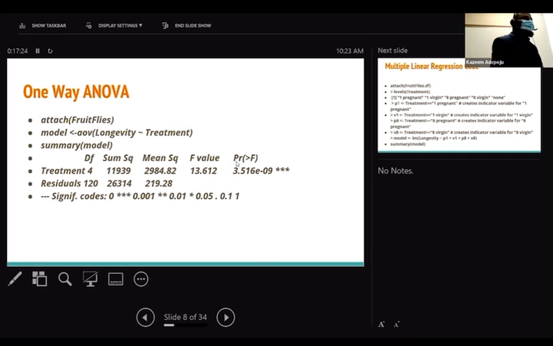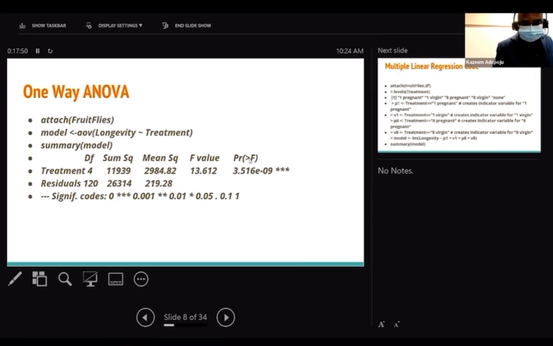Let's take a look at this. What am I doing here? I'm trying to compare the longevity of 5 different treatments. That is why the degree of freedom is 4, because 5 minus 1. You're comparing whether the longevity is the same. This is a one-way analysis of variance in R.